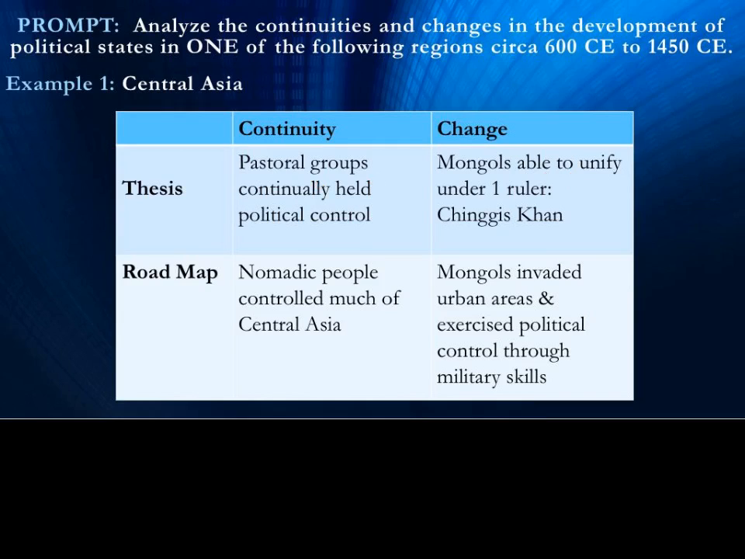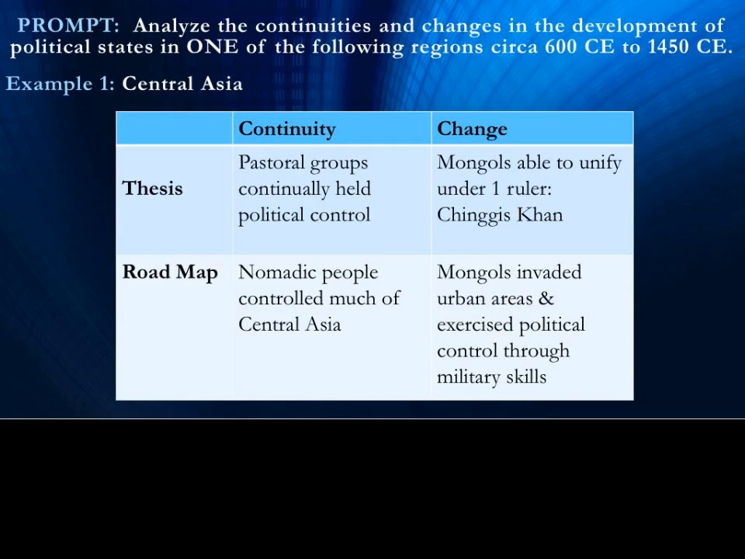The next statement in your paragraph is your roadmap statement. There is a link between this continuity and this change, just like there is a link between the continuity and the change in the roadmap, just like in the thesis. Okay, so your roadmap statement that's written after your thesis should address both your continuity and your change. Nomadic people controlled much of Central Asia. Right? Those pastoral groups, they are nomadic people. And notice that I used the particular location for this example. The change. Mongols invaded urban areas and exercised political control through military skills.